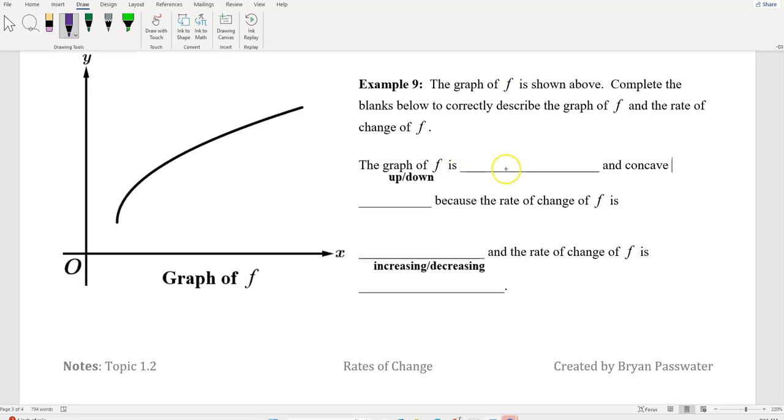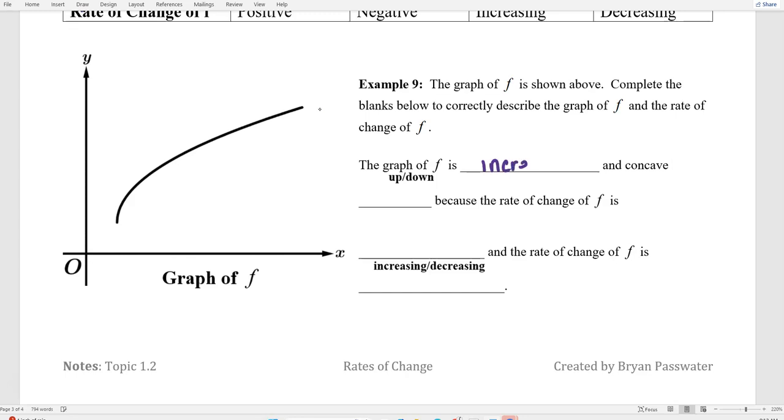So the graph of f is, are we increasing or decreasing on this graph? Left to right, increasing, right? So it's increasing. And how about concave up or concave down? For that one, concave down. So our graph of f is increasing because from left to right our graph is going up, and our graph is concave down because it's sort of curved down looking, right?